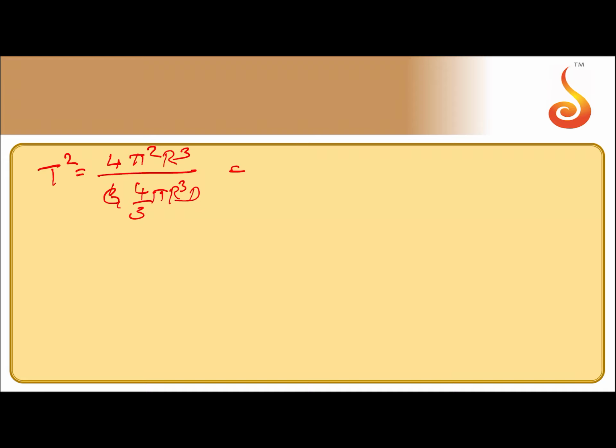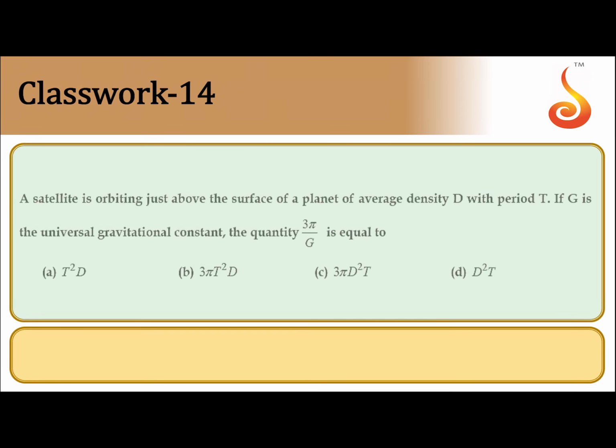and that further simplifies to one set of 4 pi cancels and we are left with pi, and 3 goes to the numerator. So we have 3 pi divided by G d, or 3 pi divided by G, the question is 3 pi divided by G. 3 pi divided by G is nothing but t square into d. A is our correct choice.